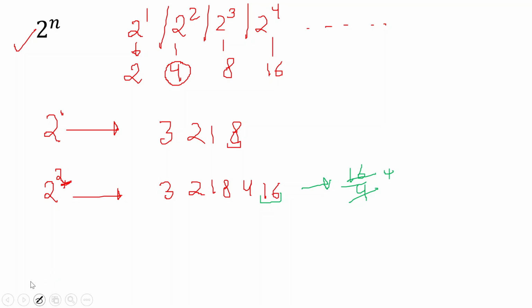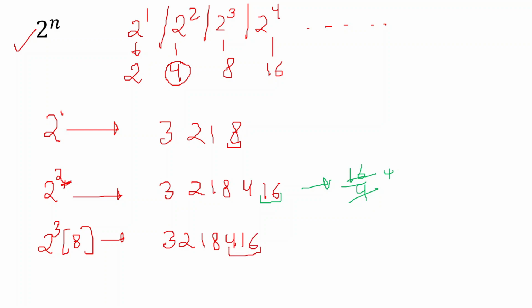Now you can generalize this rule. For 2 to the power 3, that means for 8, the rule becomes the last three digits. If the last three digits are divisible by 8, then the number will be divisible by 8. So if 416, these last three digits, is divisible by 8, the number will be divisible by 8. So this is divisible by 8, that's why the number is divisible by 8.